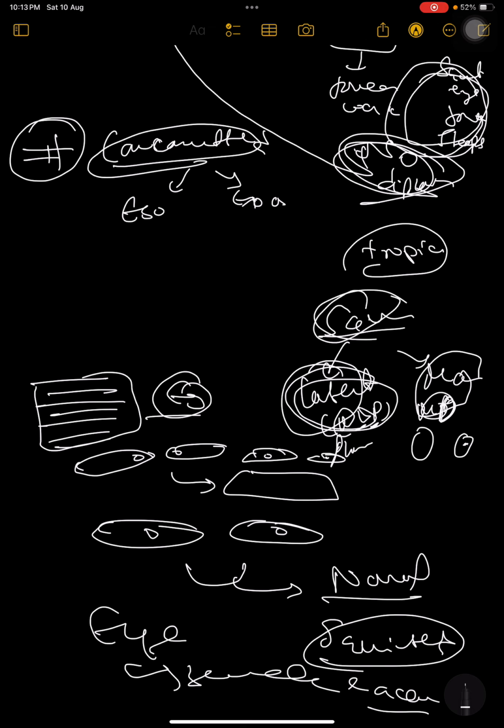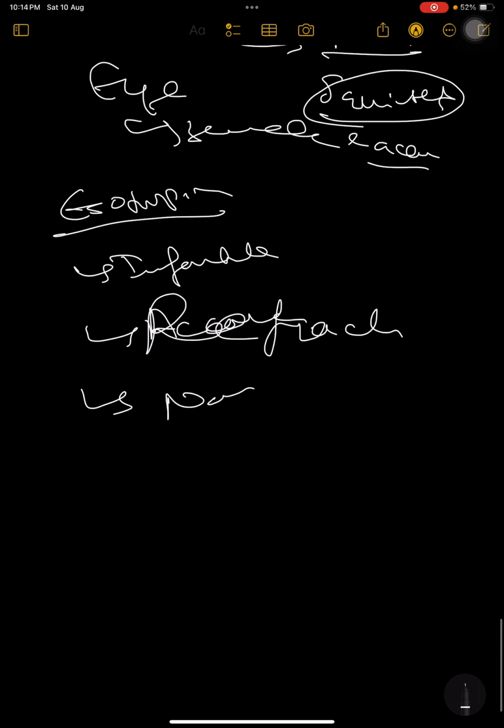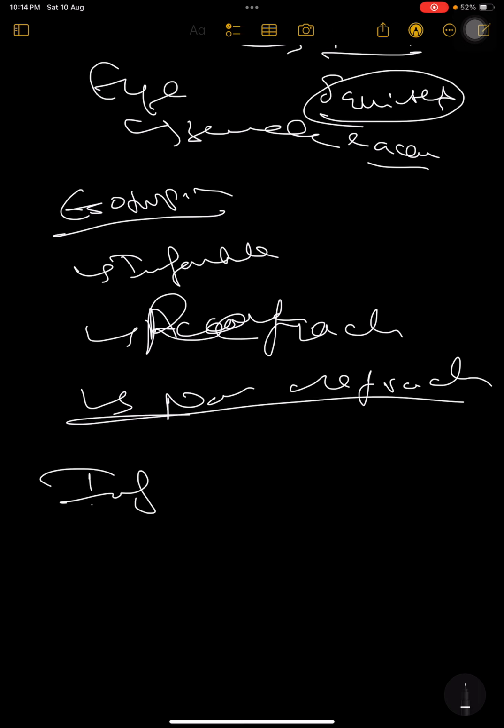So squint is again divided into concomitant and inconcomitant. This was one type of classification, this is the second type of classification. Concomitant squint is further divided into eso and exo, and esotropia is further divided into infantile esotropia, accommodative, and refractive and non-refractive. Infantile esotropia also means congenital esotropia. Okay, congenital esotropia.